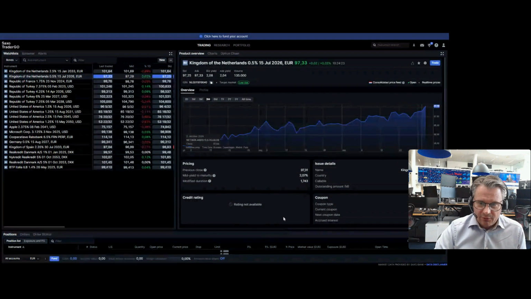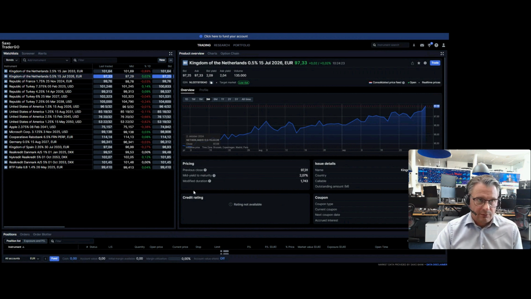For some reason, my demo account here doesn't show me the credit ratings, but over here on the left-hand side in the product overview, we are for most bonds also showing the credit rating of the bond. We're using S&P ratings to show to our clients, and for most bonds this is available, but there are obviously also a lot of bonds that are not rated by the rating agencies.